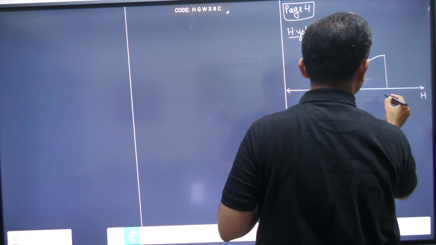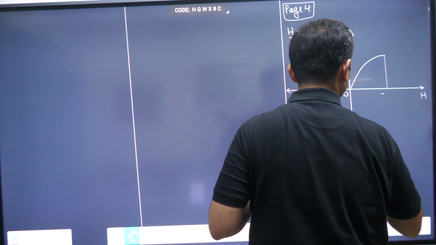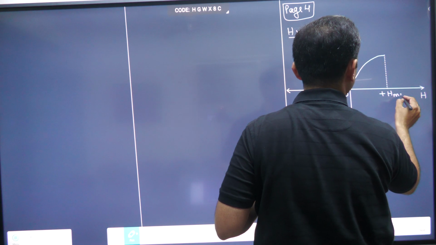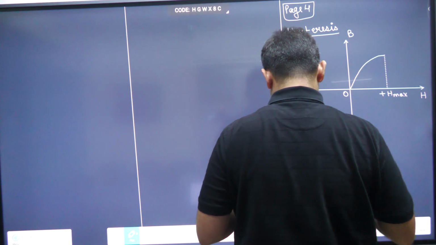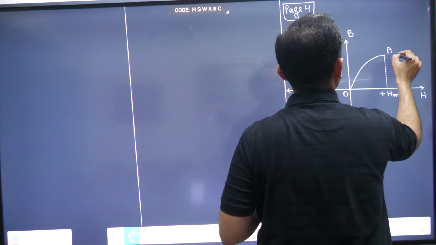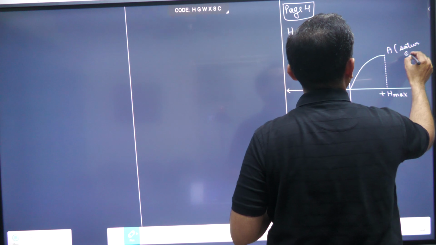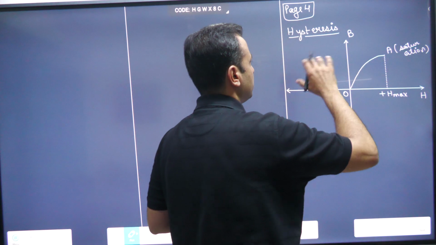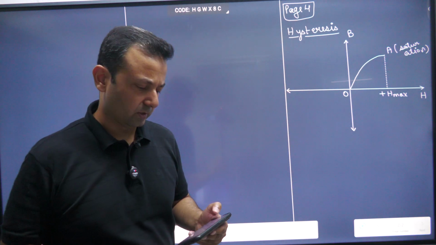So this is plus H max. Now this is point A, and this point we mark as saturation. Saturation means at this point the magnetic field becomes constant, becomes saturated.